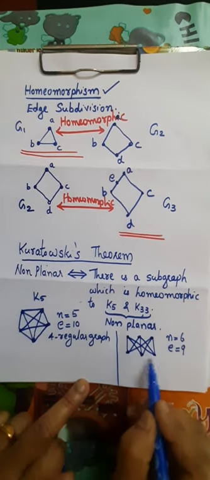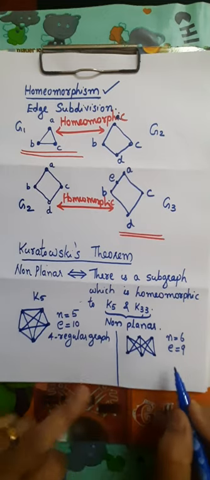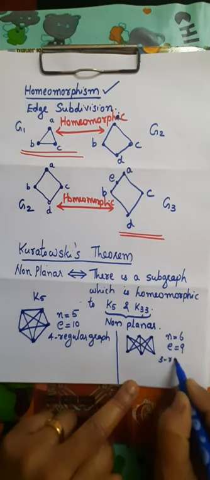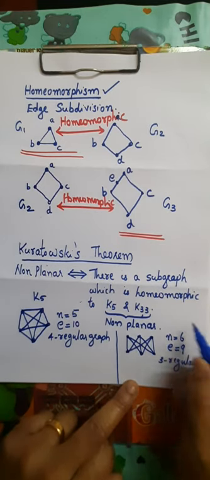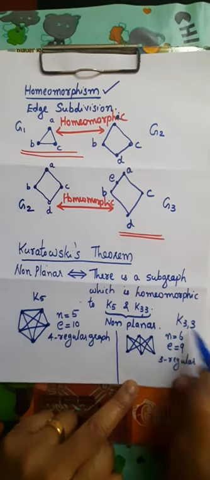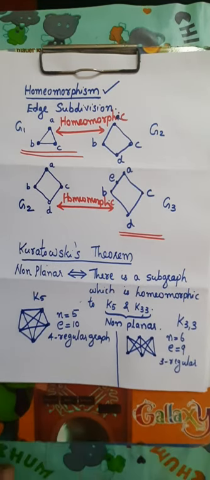Then what is the degree of each vertex? Degree of each vertex is equal to 3. It is actually a 3 regular graph. This is the graph K33. Okay, it is 3 regular. And we know that both are non-planar.